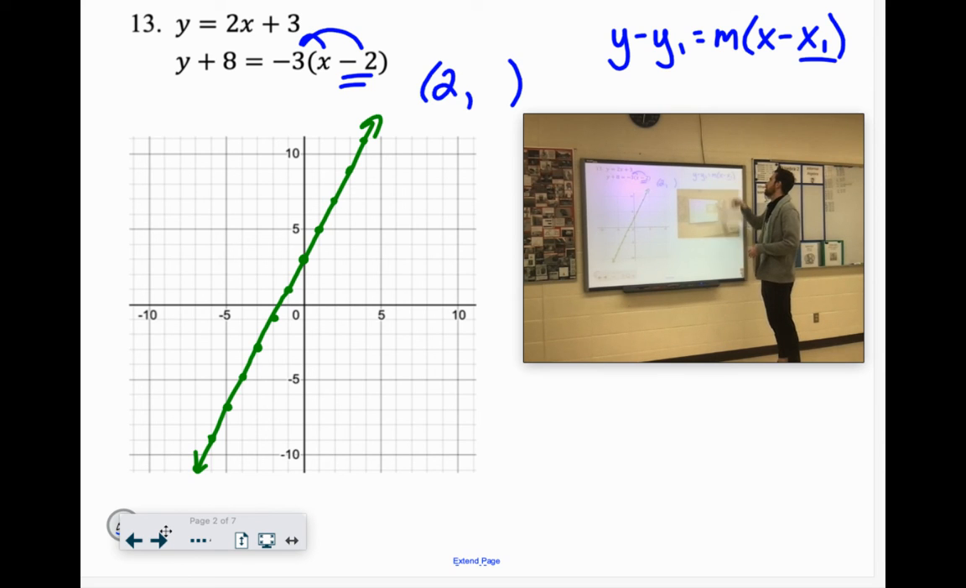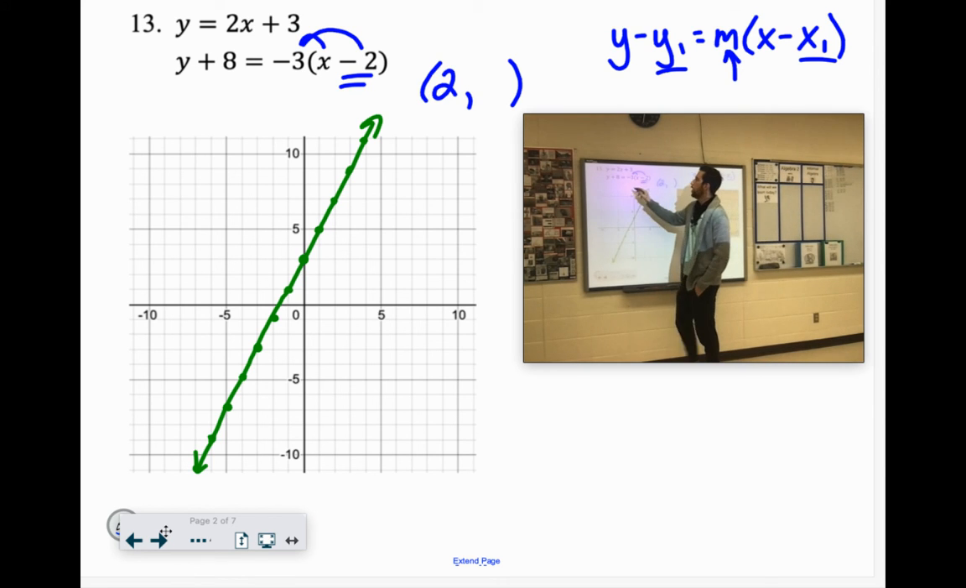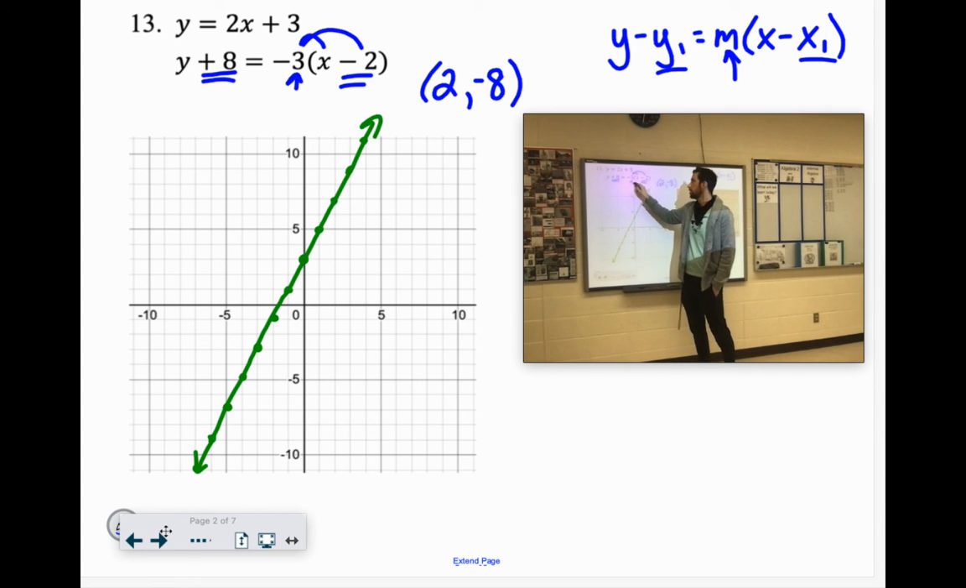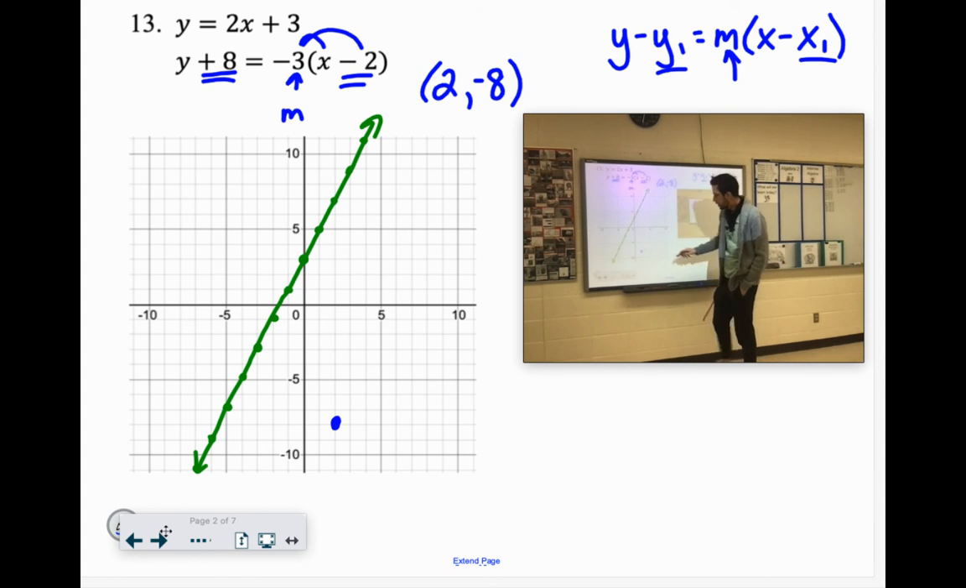So like the x-coordinate is the opposite, the y-coordinate is the opposite, and then the m is going to be our slope. So then the y, it says y plus 8, but again, it's the opposite of what it appears. So our y-coordinate will be negative 8. So this will be our starting point, and then our slope is negative 3. So go to 2, negative 8, and then if our slope was negative 3, we'd go down 3 and right 1.